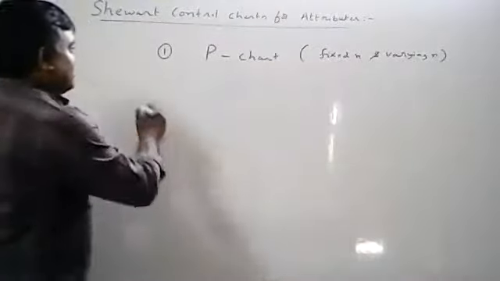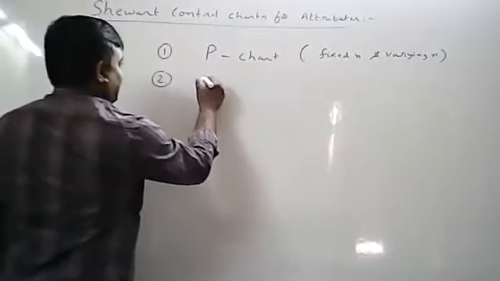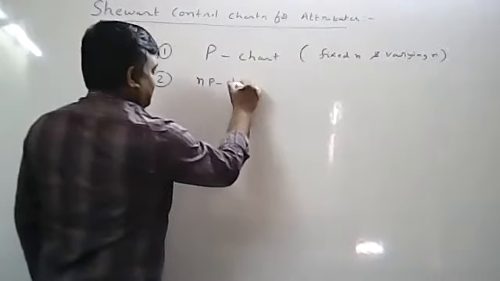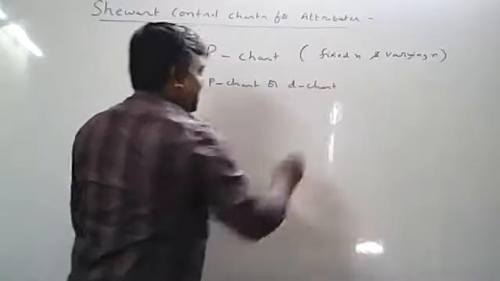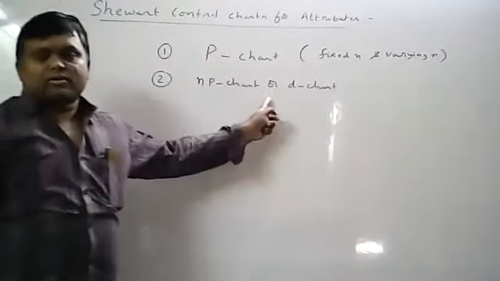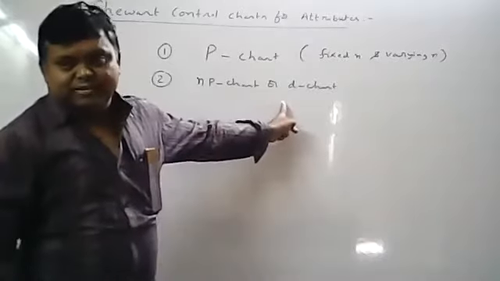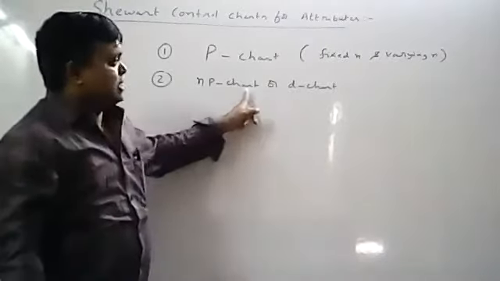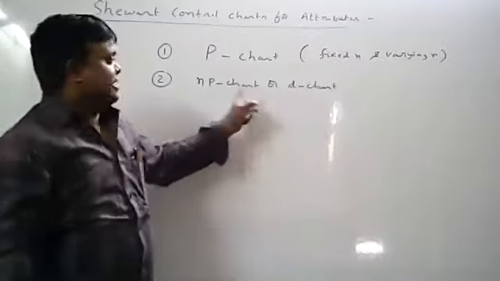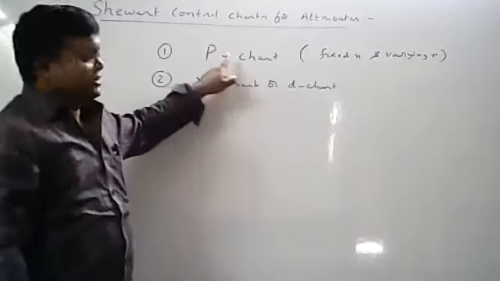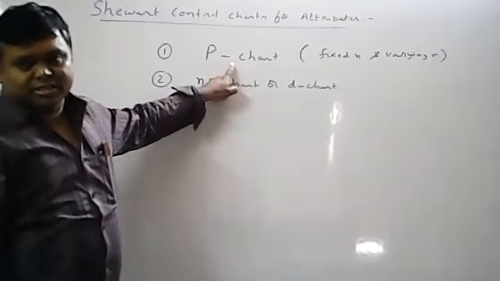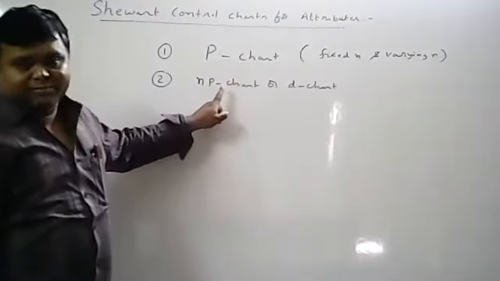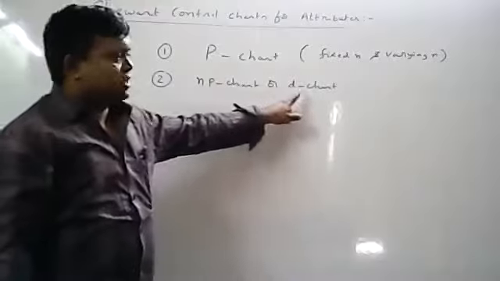Okay. The next control chart is called the NP chart or D chart. It is also known as the control chart for number of defectives. The control chart for number of defectives is also known as the NP chart or D chart. Control chart for fraction defective means the P chart. Control chart for number of defectives means the NP chart or D chart.